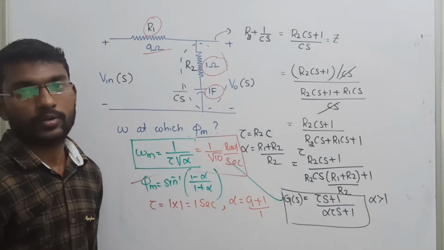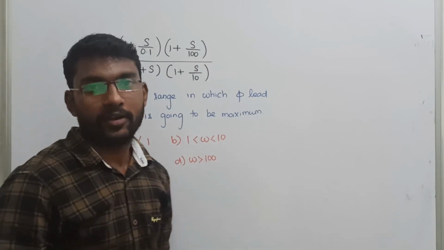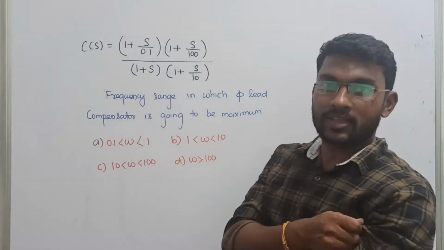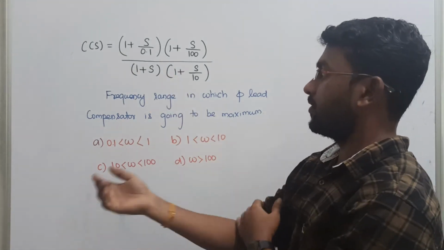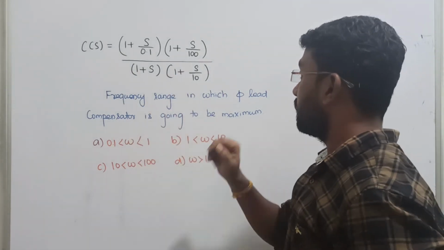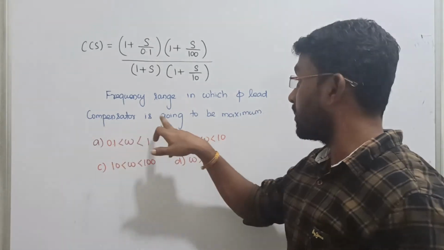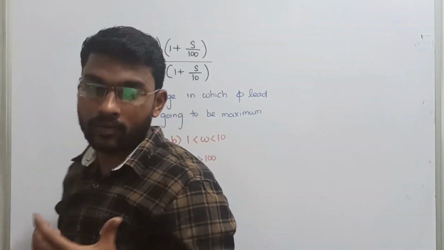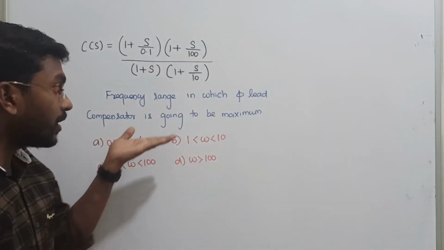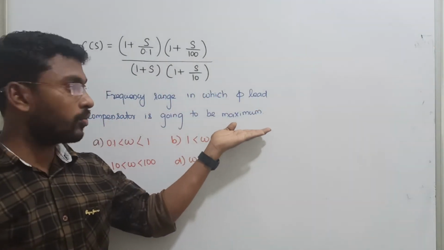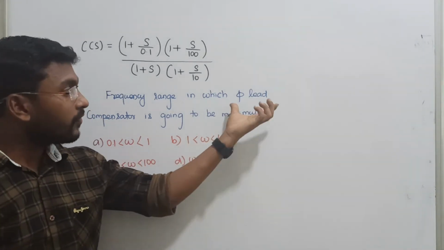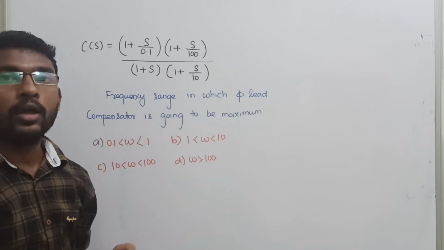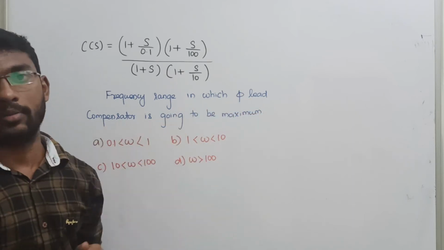Let us see the next one. Let us see a very beautiful question. Actually the question is some compensator is given, the compensator function is given. The question is the frequency range in which the phase lead of the compensator is going to be maximum, right? That is, the value of the leading phase angle will become maximum. In a lead compensator especially, the leading phase angle will become maximum, right? Leading phase angle will become maximum.